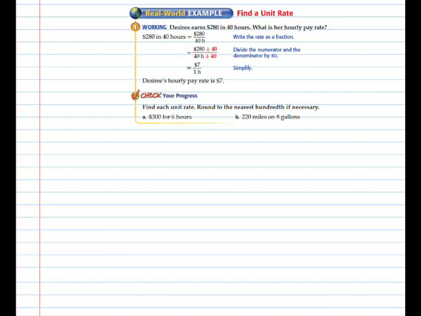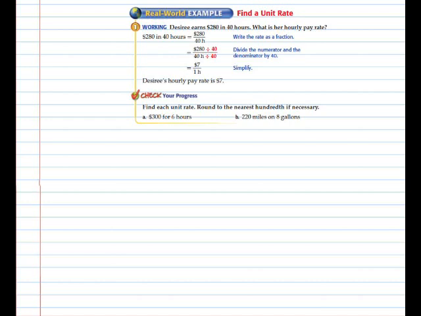Desiree earns $280 in 40 hours. What is her hourly pay rate? So we write that as the rate 280 over 40. We divide the numerator and the denominator by 40, which is the denominator. We simplify to $7 in 1 hour, so the unit rate is 7, so the hourly pay rate is $7.